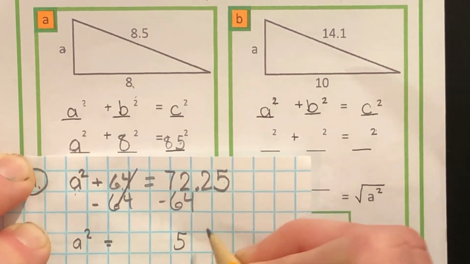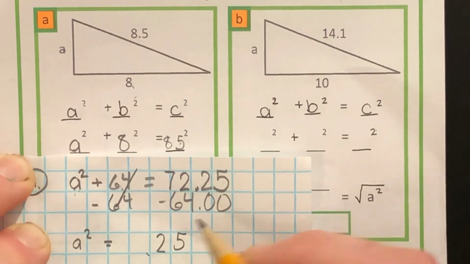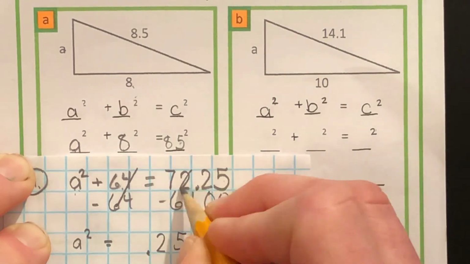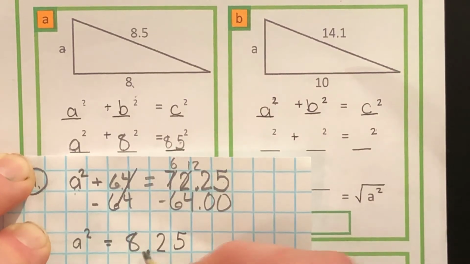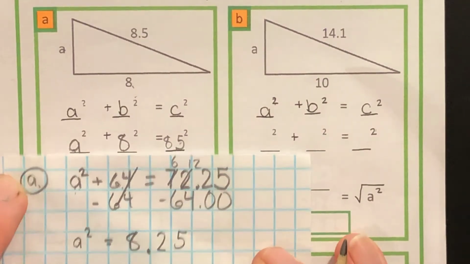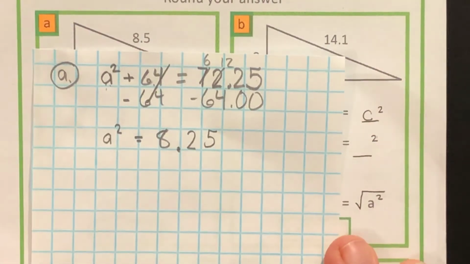I'm subtracting, so it's like this, right? 5 minus 0, 2 minus 0. I need to regroup. So a squared is 8.25. Now, I'm not trying to solve for a squared. I want to solve for a.